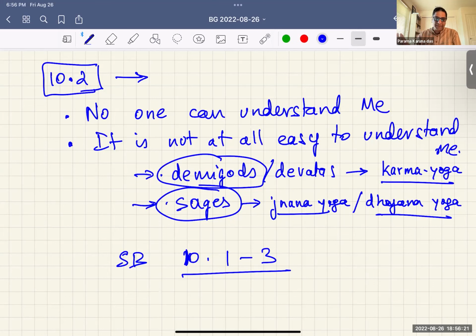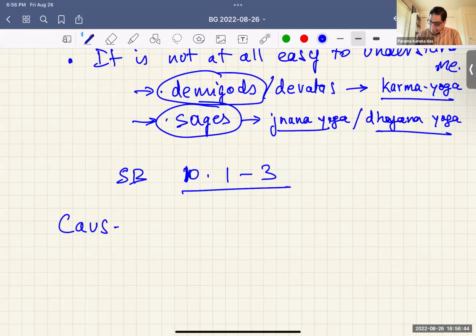I am the source of the devas. That means he is the father of the devas. So who is greater, the father or the child? Of course, the father is greater. So Lord Krishna is saying that the devatas have come from me. And therefore they know some part of me, but they cannot know me fully. The cause and the effect. We have discussed this many times, cause and effect.